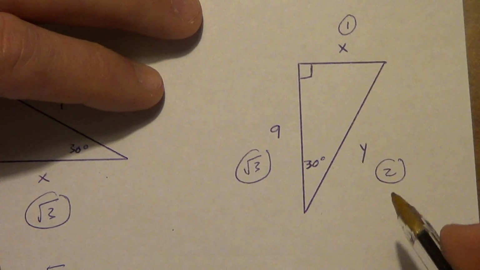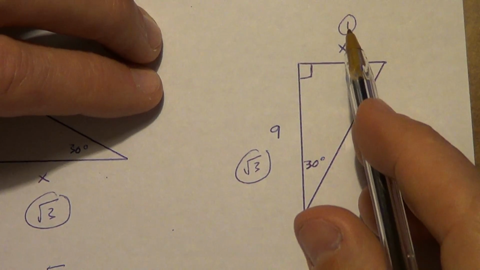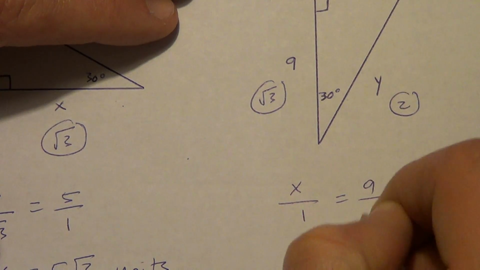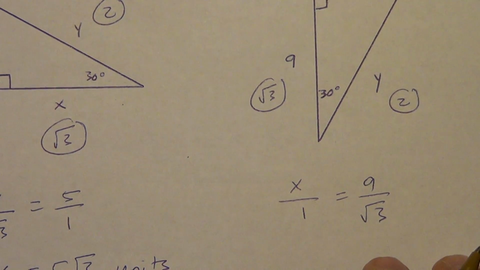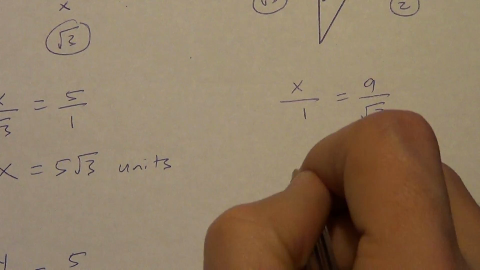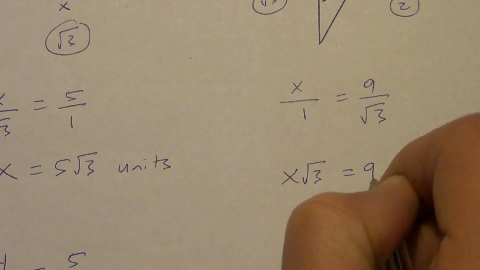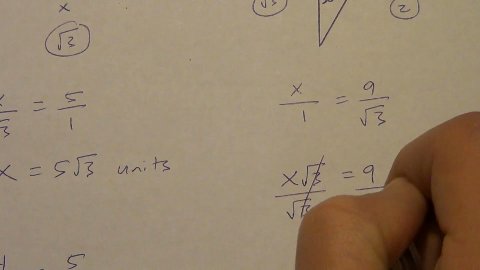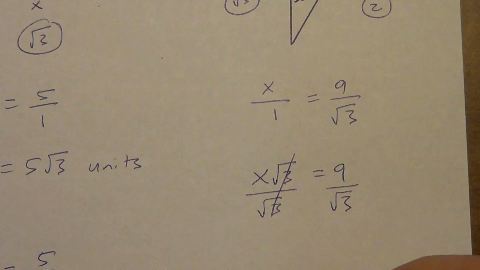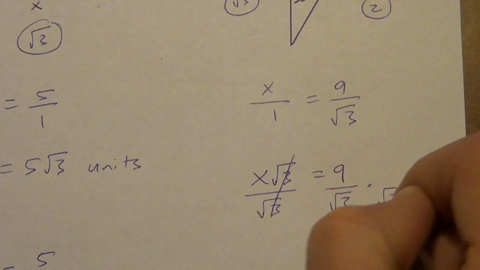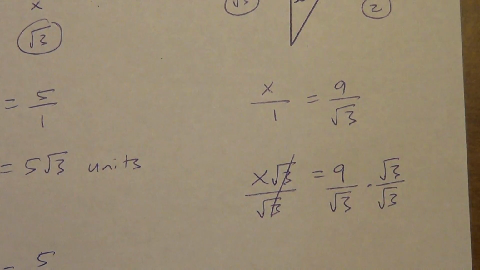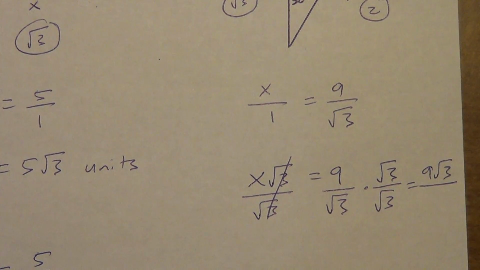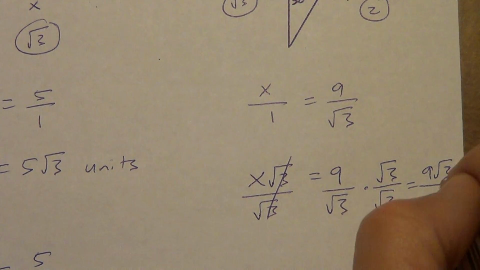All right, I'm going to go ahead and start with x. So x over 1 equals 9 over root 3. All right, cross multiply. X times root 3 equals 9. I'm going to divide by root 3. These cancel out. We cannot leave that root in the denominator, so we multiply by root 3 top and bottom. I get 9 root 3 in the numerator. Root 3 times root 3 is root 9, and the square root of 9 is 3.